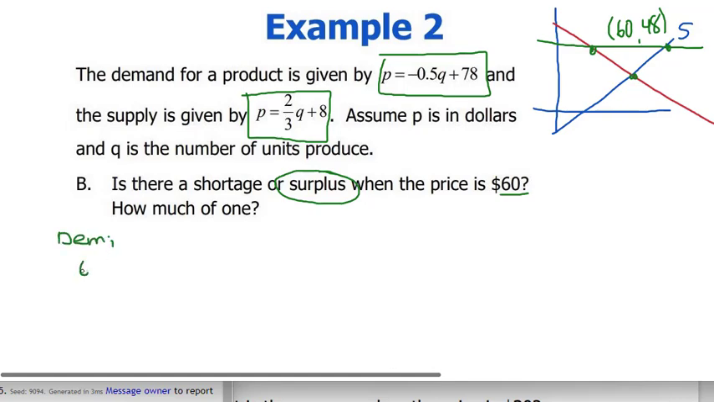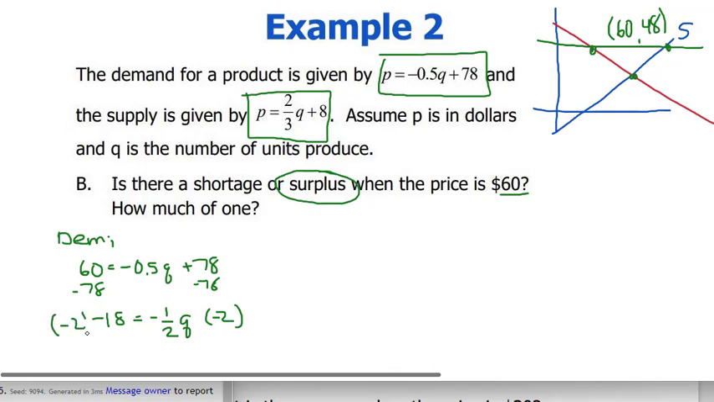So we're going to have 60 equals negative 0.5 Q plus 78. Let's see, subtract 78 from both sides, and I get negative 18 equals negative 1/2 Q again. And then I could multiply both sides by negative 2, and that's going to make my fractions go away. And so I get Q equals 36.